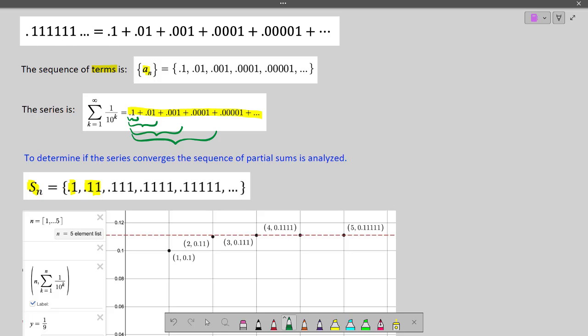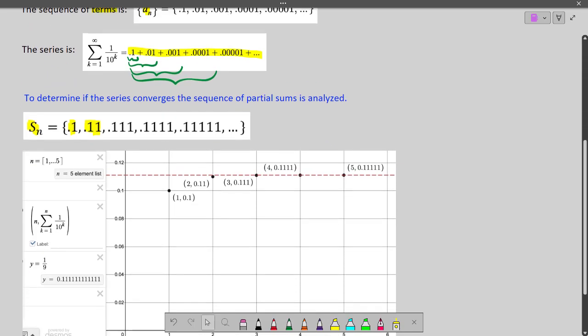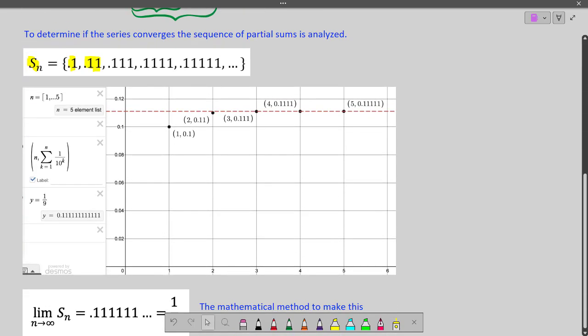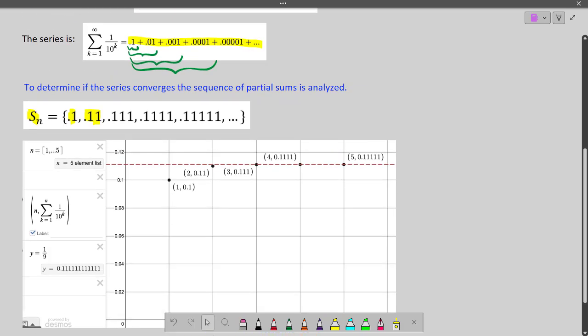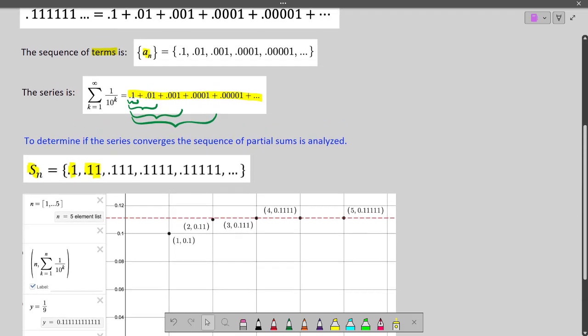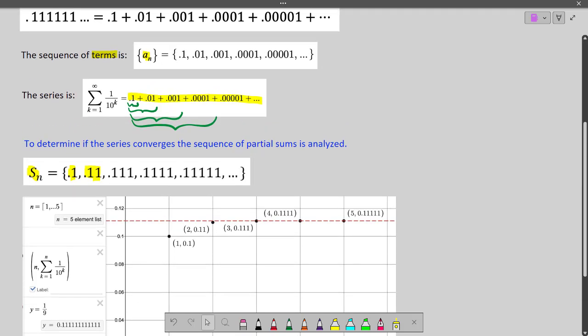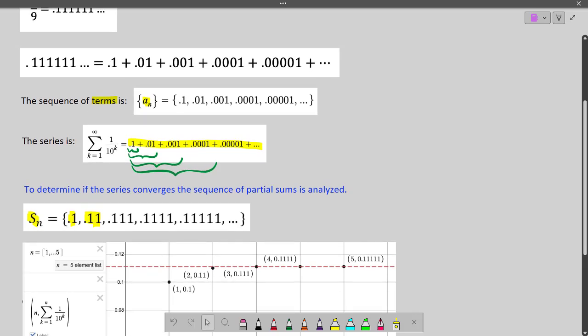And that's the sequence that we analyze. If that sequence has a limit, then the series converges to whatever the limit of that sequence is. All right. And so here's just a picture of a series. So this is the sequence of partial sums. And that sequence of partial sums is converging to this value right here, which of course is 1/9 where we started. So 1/9 is the value of the series. It is the limit of the sequence of partial sums.